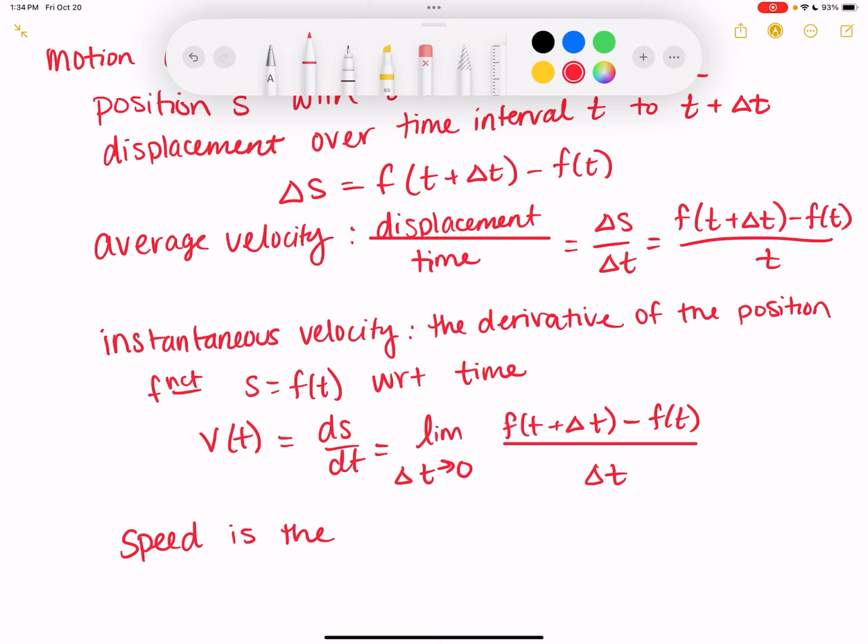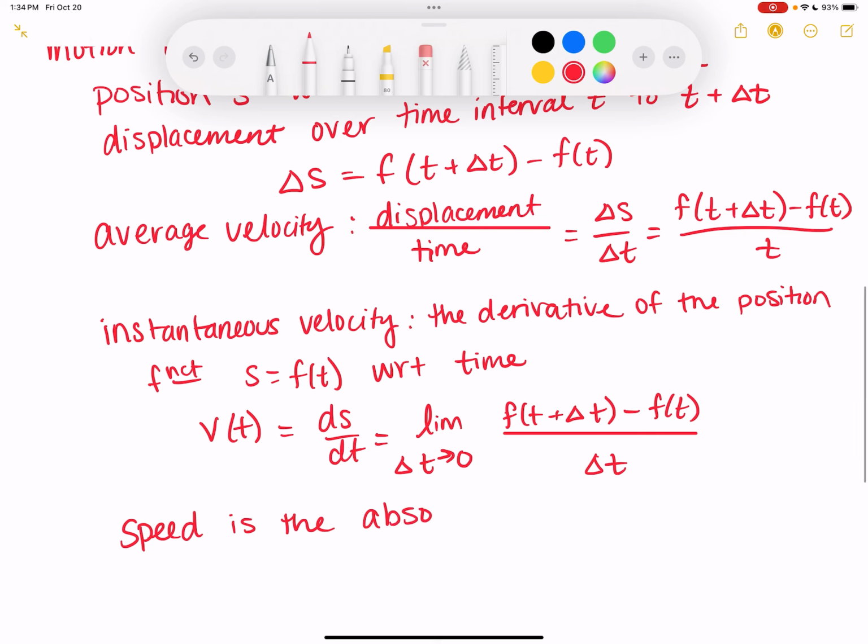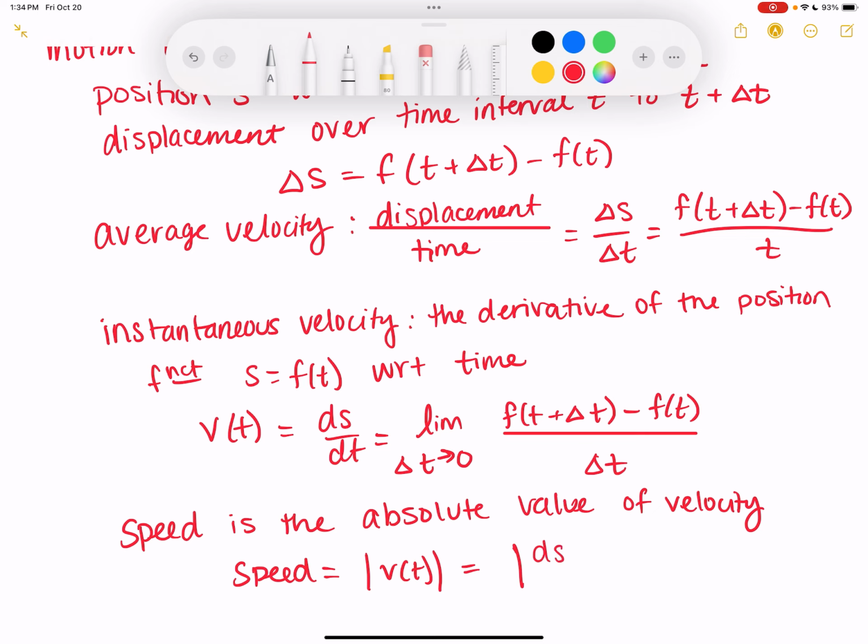How do I know if something's going negative or positive? Yes, negative or positive. So speed is the absolute value of velocity, because it doesn't have direction. So speed is equal to the absolute value of v of t, which is equal to the absolute value of ds/dt. So if we were given the position function, we can take the derivative and take the absolute value of it, and we would have speed.